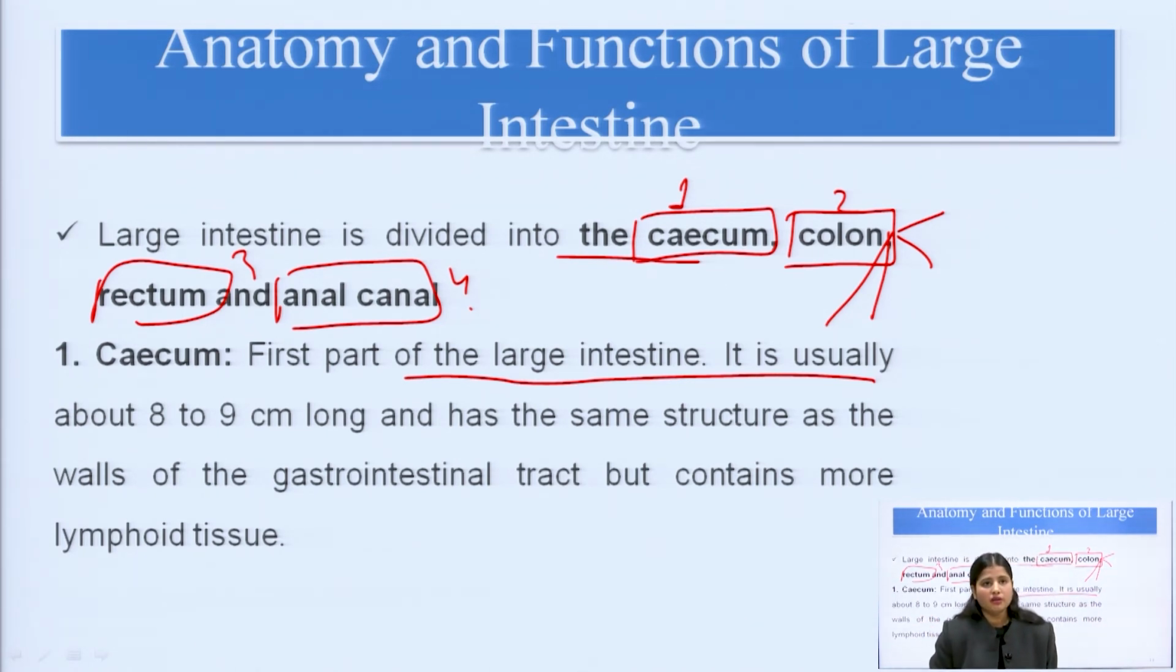Coming to the cecum, the first part of the large intestine, it is usually about 8 to 9 centimeters long, and it has the same wall structure as the gastrointestinal tract. That means there are basically four layers, from the outermost to the innermost: the serosa or adventitia, then the muscle layer, then the submucosa, and the innermost layer is the mucosa. It is the same structure as the GI tract, but contains more lymphoid tissue.